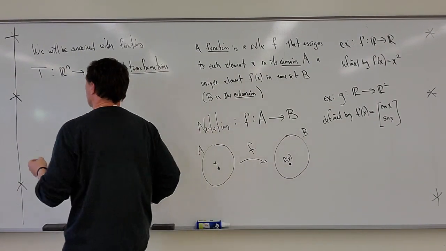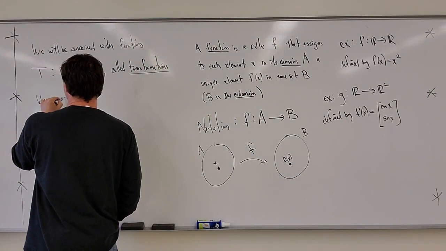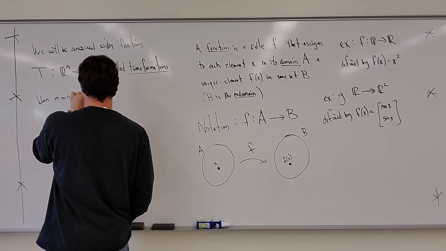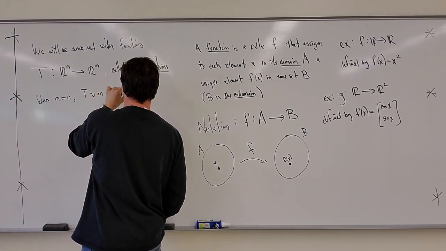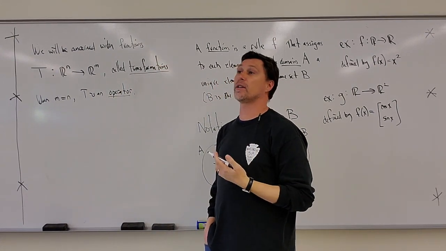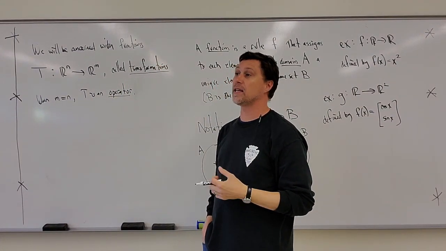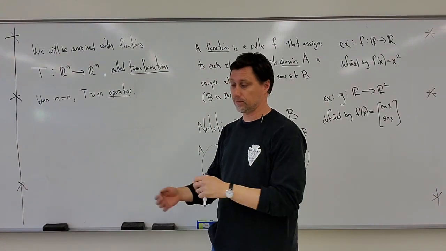One special case, when m equals n, T is an operator. So when we say, let's consider the operator T, what we're saying is it's a transformation from Rn to Rn.